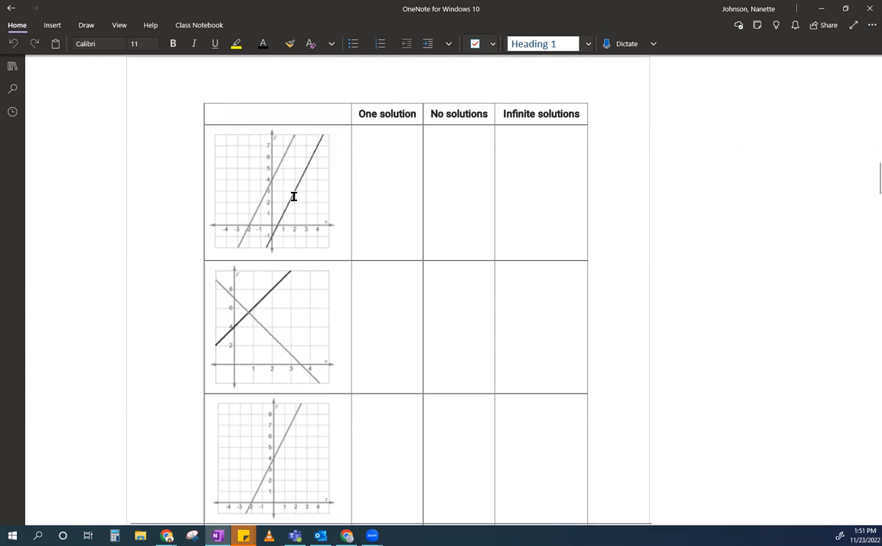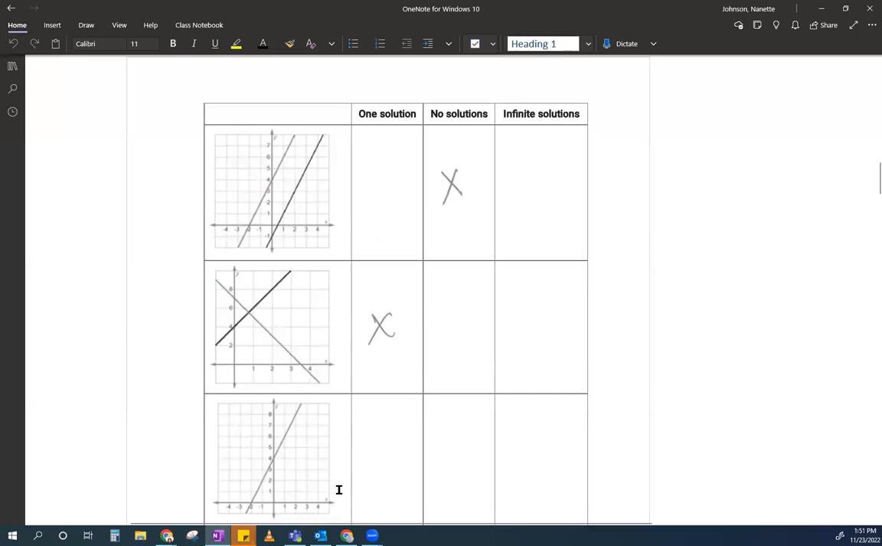So again, the most important part whenever you're looking at a graph and we're looking at a system is where they intersect. So here you're like, oh, they intersect right here. Very good. How many times? 1 time, no times, infinite times. And you're like, oh, 1 time. Okay. So we put a little X there. Now, what about this one? How many times do these 2 intersect? And you're like, no times. Good. That's called no solution, meaning there's no point where the 2 lines share.